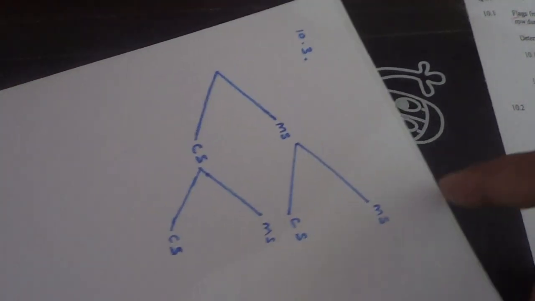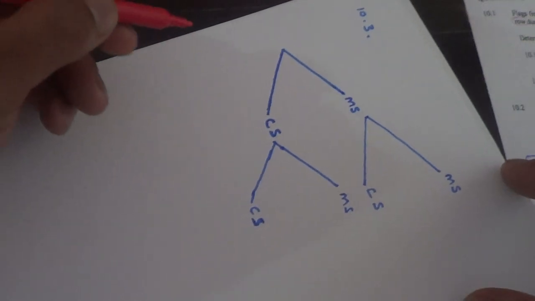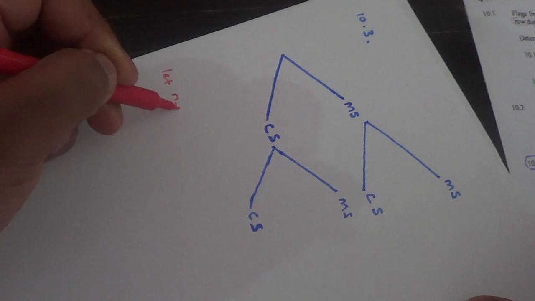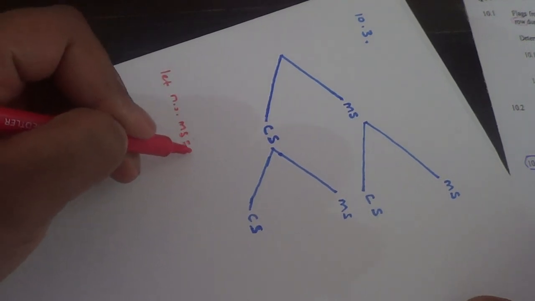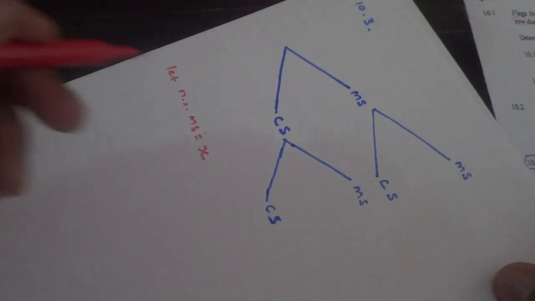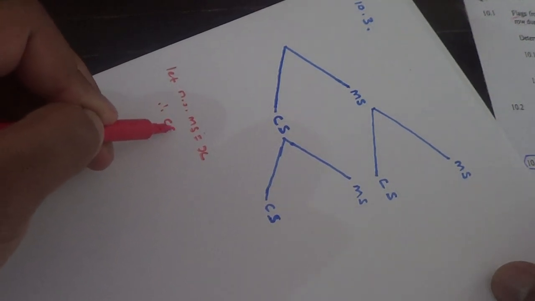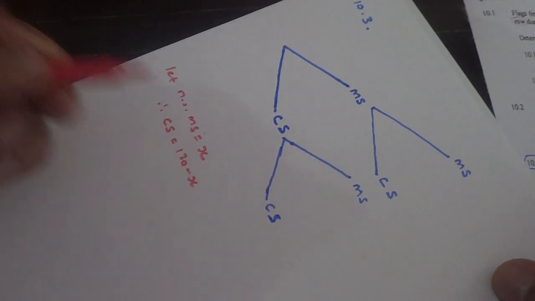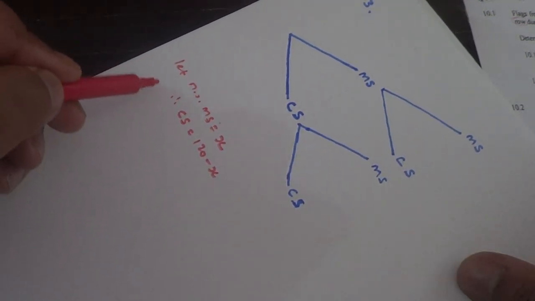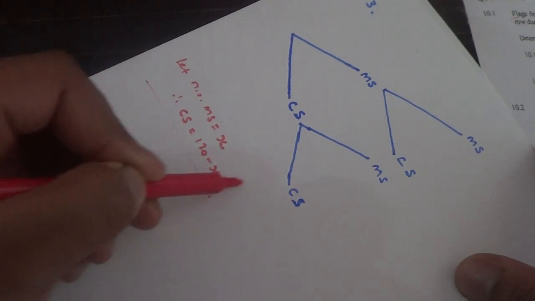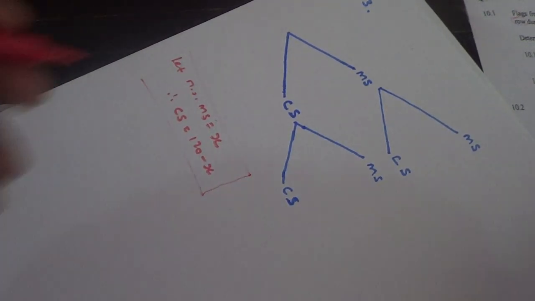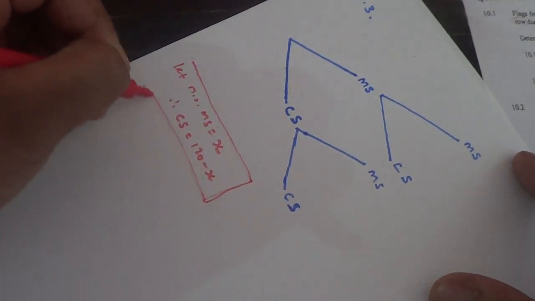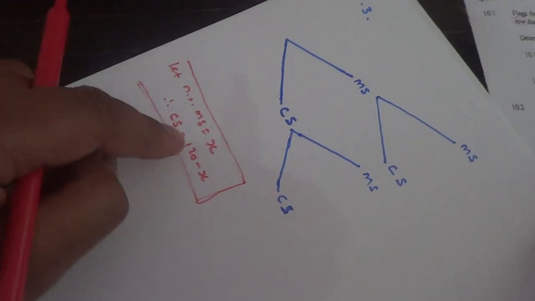Now, let's just say let the number of meat sandwiches be equal to X, okay? It also tells us that our cheese sandwiches is going to be 120 minus X. So you need to start thinking about these things, because if you don't, this question will kill you, believe me. But when you think about these things in this manner, you might survive.